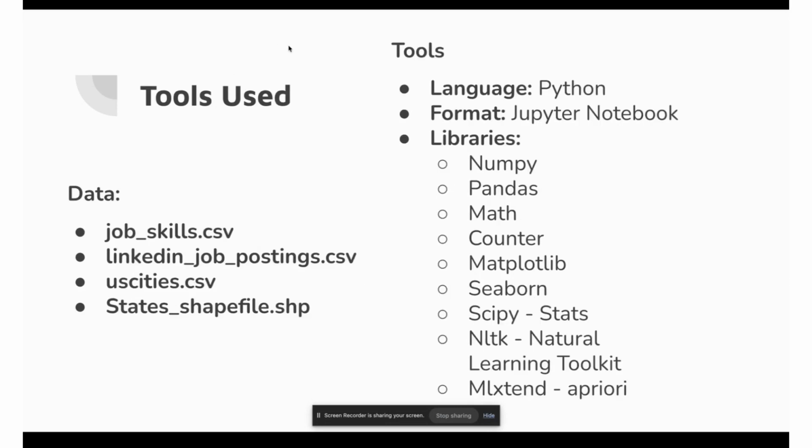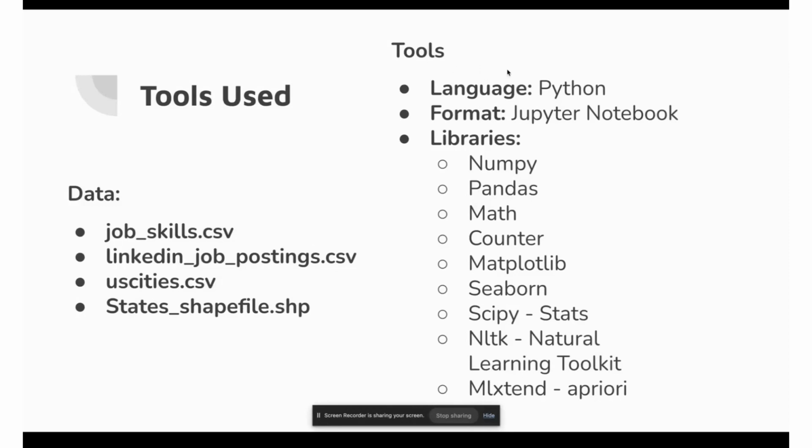Here are lists of tools that I used. In terms of data, I used Job Skills CSV, which is a list of skills correlated by a foreign key, which was the URL, to postings held in LinkedIn Job Postings CSV. In terms of the geospatial analysis, I used uscities.csv, which contains the latitude and longitude lines that I used to geocode US cities for each job posting. I then projected these latitude and longitude lines onto the state's shapefile.